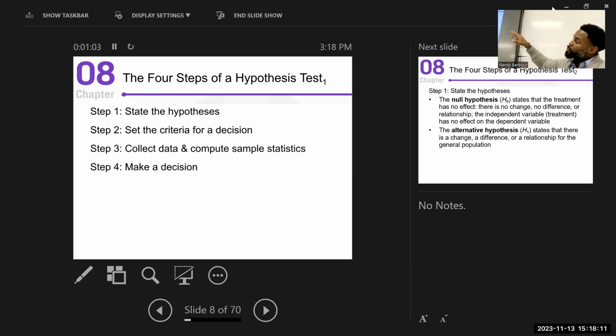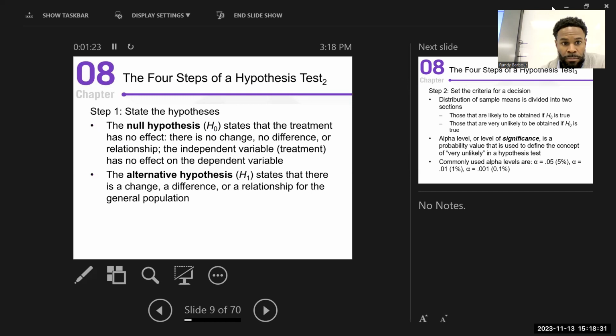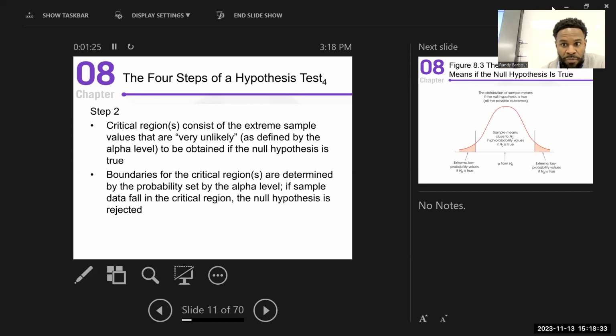And then the last thing is you're going to use step 2, the criteria that you set, in order to make your decision in step 4. So whatever you use for step 2 will be used once you get your statistic. You'll compare your statistic to the criteria, and then you'll make your decision either to reject the null hypothesis or to fail to reject the null hypothesis. So I'm going to move into an example.